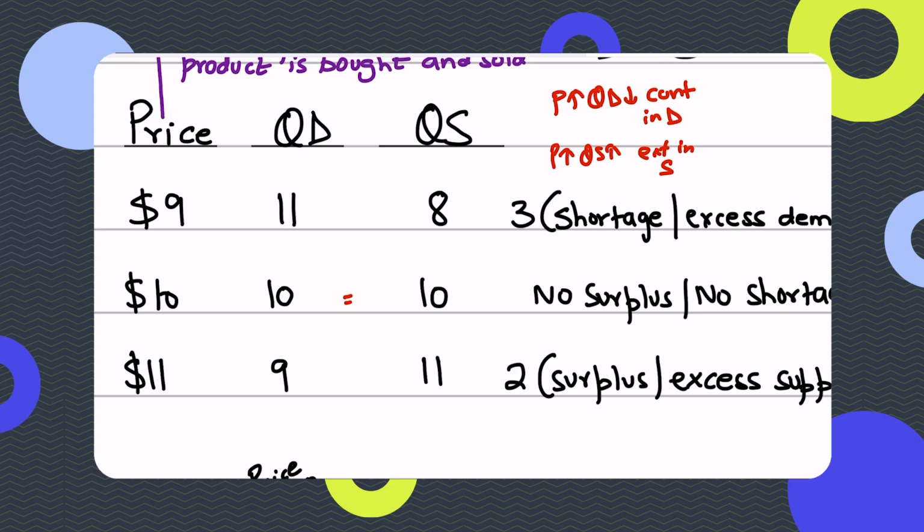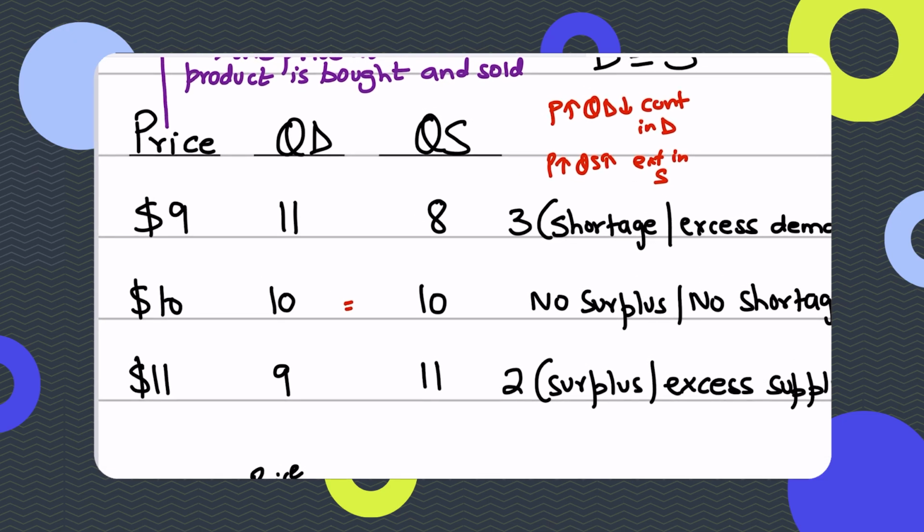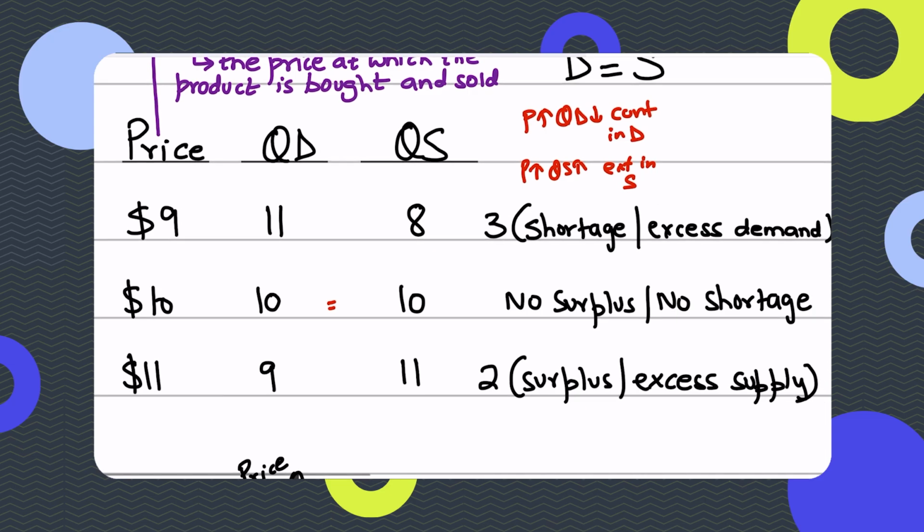Same reason. But you see at a price of $11, if demand is 9 and supply is 11, then 2 units represent excess supply, a surplus, right? Well, at the price of $9, you have a shortage of 3 units, you have excess demand here, right? It is only at $10 that supply equals demand, because at a price of $10, the quantity demanded is 10 while the quantity supplied is 10 as well.